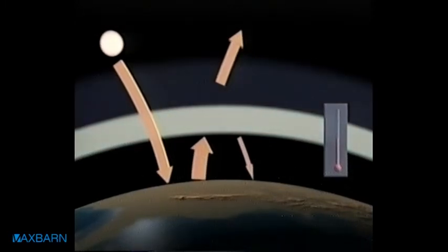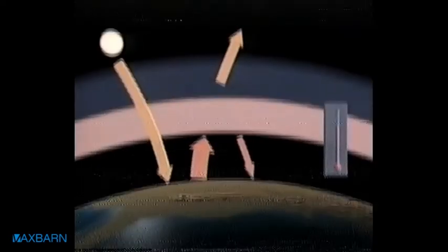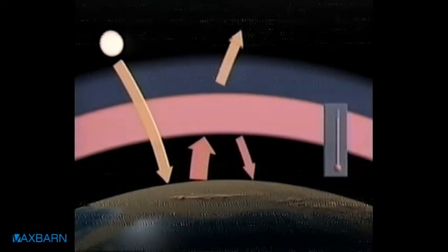The more greenhouse gases there are, the more infrared radiation is absorbed in the lower atmosphere. We expect this to cause the temperature near the Earth's surface to warm and the upper atmosphere to cool.